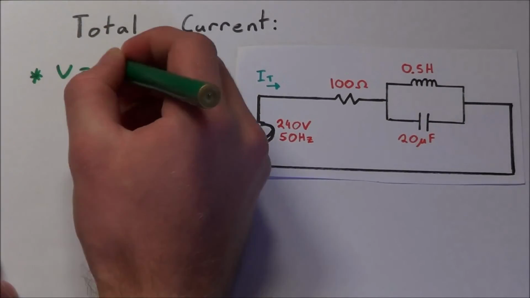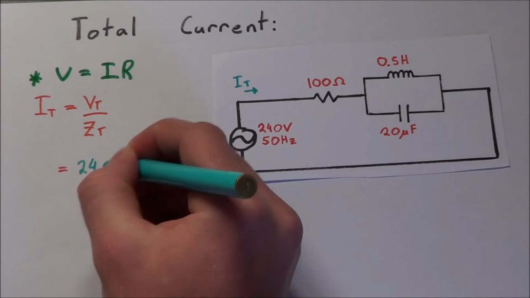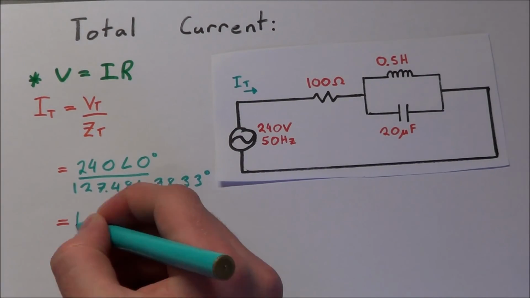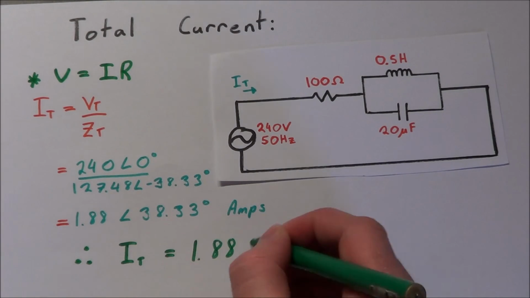The total current can be found using V equals IR, where the total current equals the total voltage over the total impedance. This gives a value of 1.88 amps with an angle of 38.33 degrees.